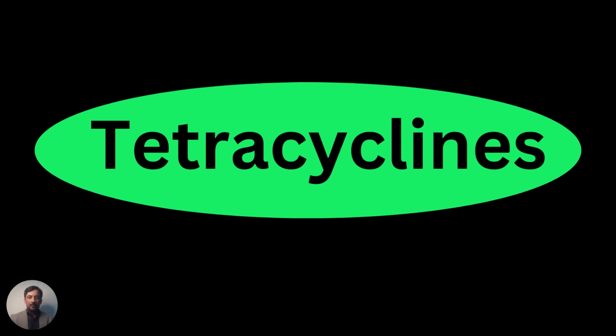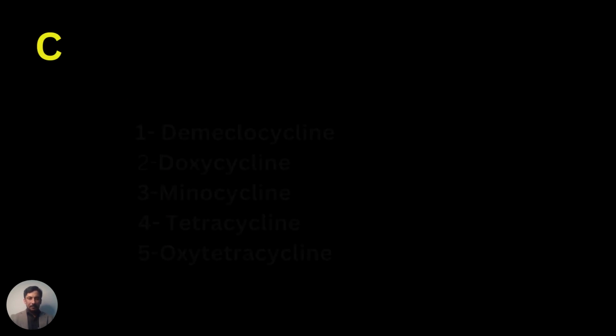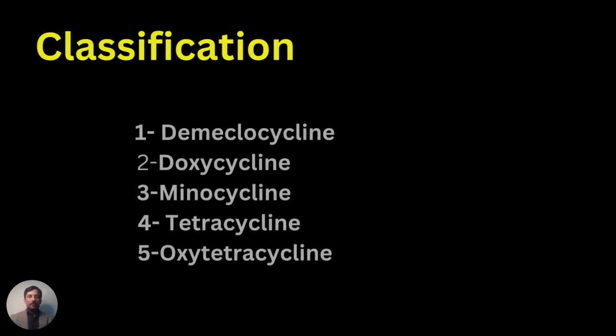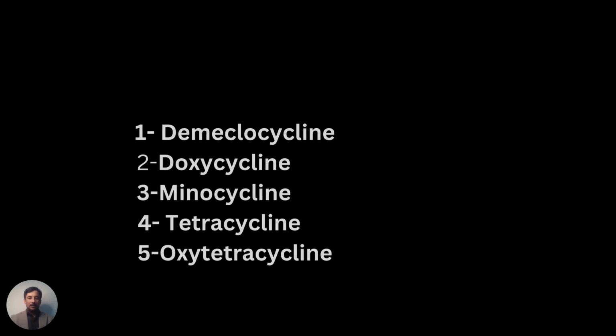So let's start. Tetracyclines. The classification of tetracyclines is that it includes drugs like demeclocycline, doxycycline, minocycline, tetracycline, and oxytetracycline. These are the drugs which are present in this class.